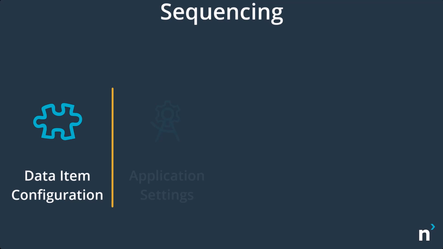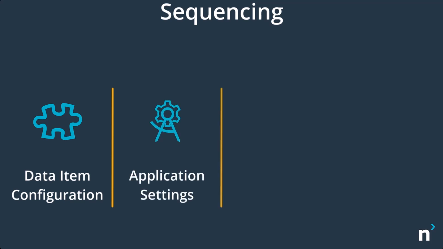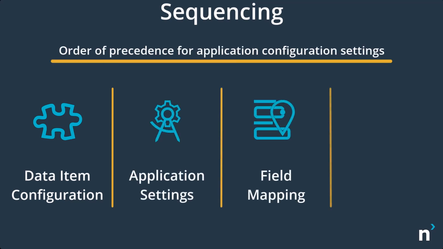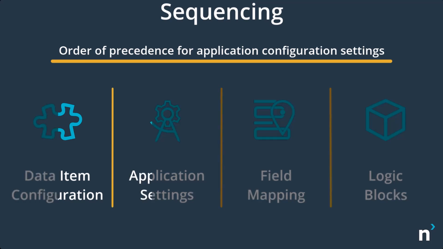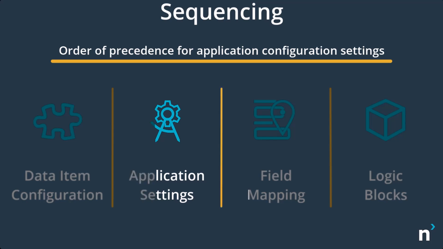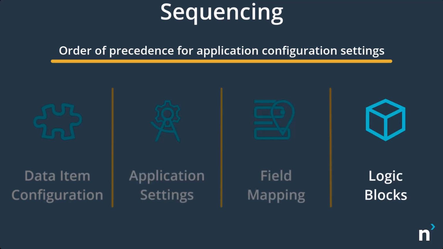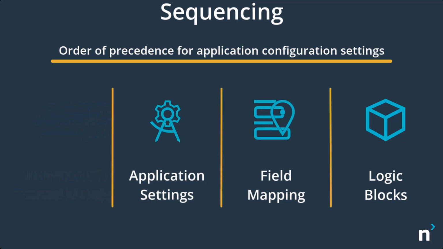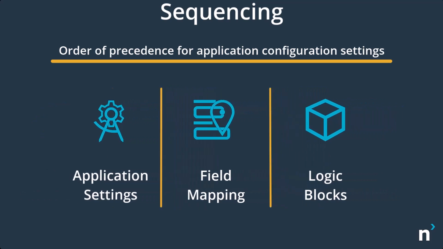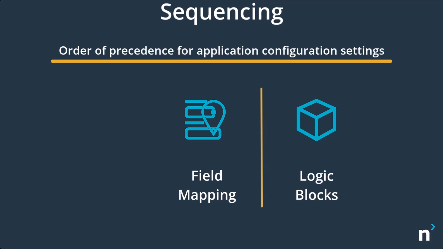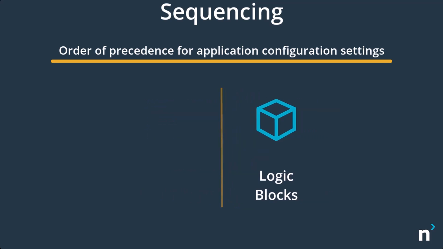In NextWorld, there are several configuration settings that control application behavior. These settings are applied in a sequence where the final item takes precedence over the previous settings. The sequence of these settings is Data Item Configuration, Application Settings, Field Mapping, and then Logic Blocks. This sequence means if multiple settings change the default value of a field, a logic block would take precedence over all the other settings.